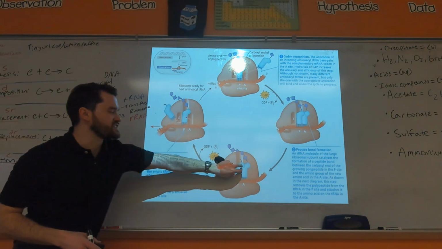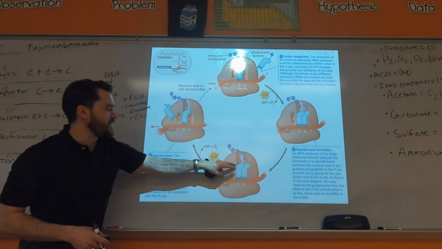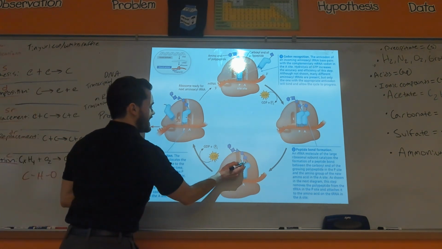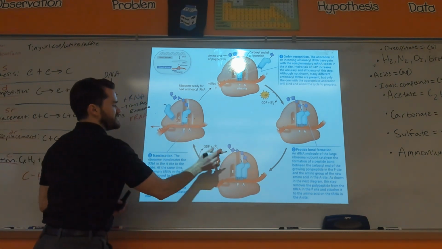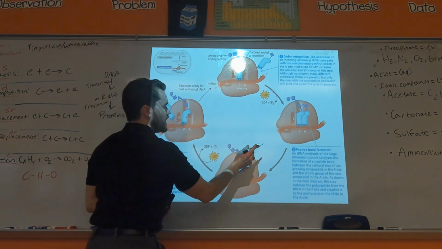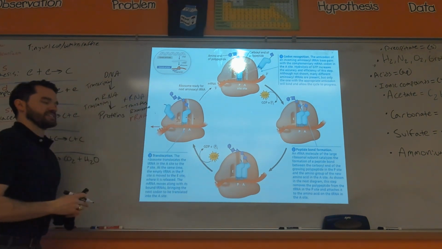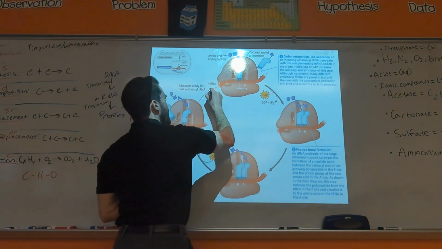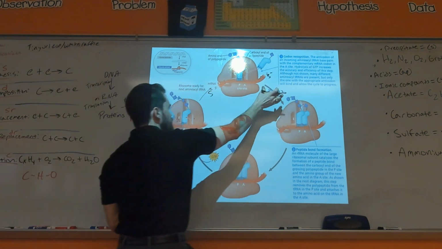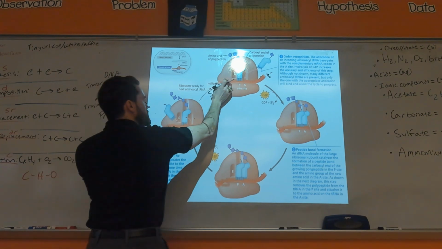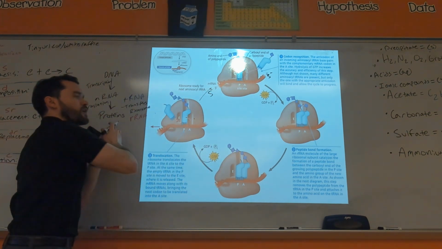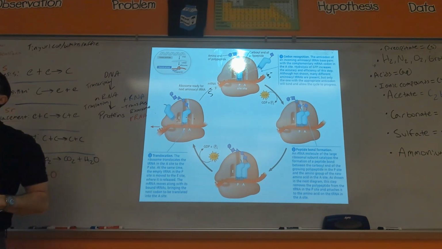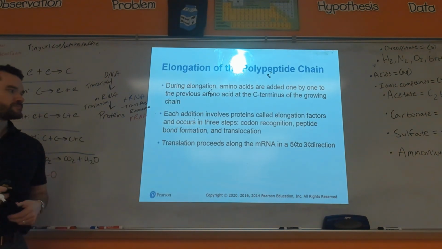We call that process of moving these tRNAs through translocation. Translocation is what's happening here and here. That process of moving this tRNA over to the next site. And direction, notice 5', 3'. The ribosome is moving along the mRNA from 5' to 3', the same direction that we made the mRNA to begin with.